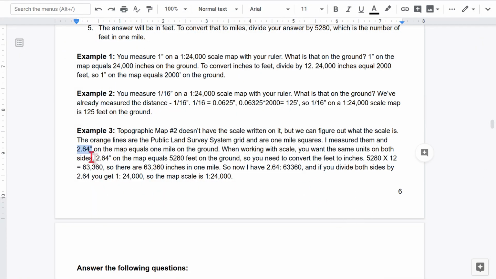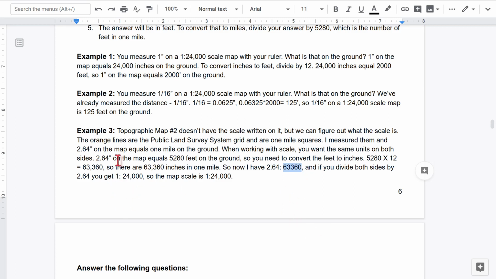So one of those squares is 2.64 inches on the map. So now we know that 2.64 inches on the map equals 5,280 feet on the ground. There are 12 inches in a foot, so if you multiply the number of feet in a mile by 12, you know that there's 63,360 inches in 1 mile. So now we know that 2.64 inches on the map equals 63,360 inches on the ground.